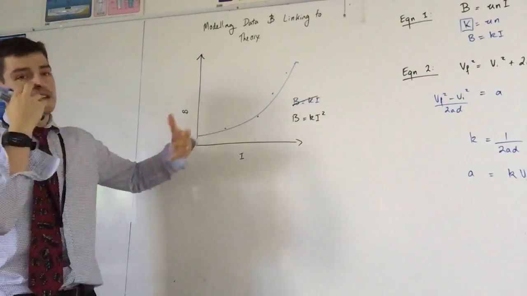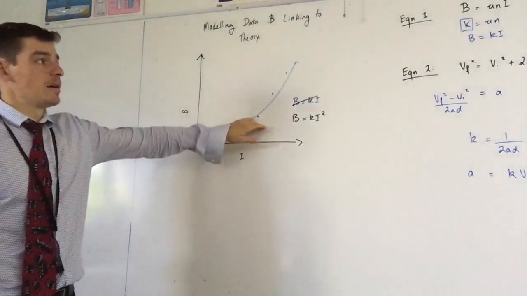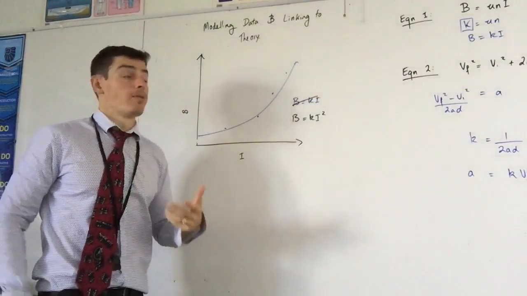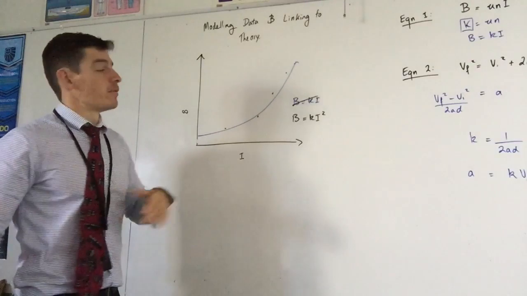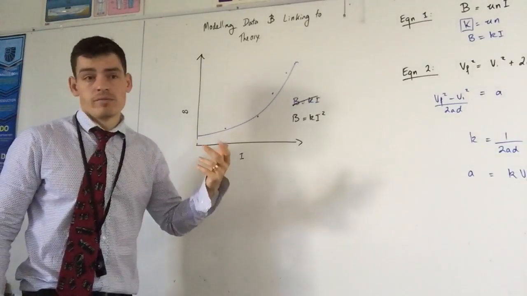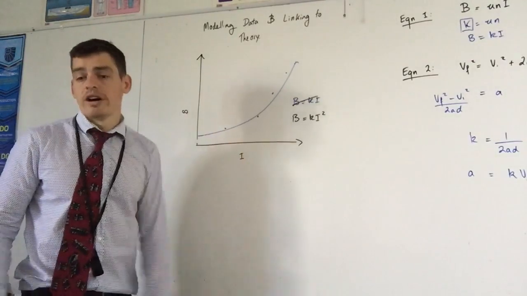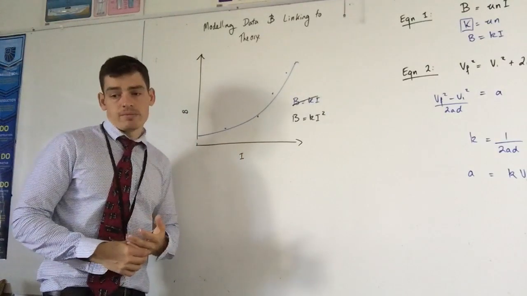That doesn't support my equation. So I would say that in some ways it supports my theory, but in other ways it does not, and I'd talk about the reason why that occurred. The reason could be down to errors, it could be down to some resistance in the wire, it could be down to all sorts of things.